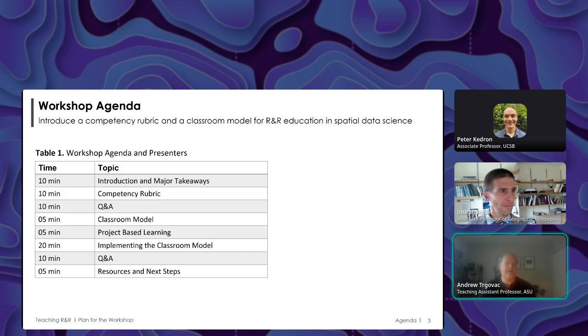And then we'll get into the meat of the entire workshop with the classroom model where we use R&R in the classroom itself, link that to project-based learning, and then go through the implementation of R&R in the classroom using techniques that have been done in various classrooms at multiple universities. Again, more Q&A, and then what are the next steps that are going to be coming up for R&R, and then give you a bunch of resources where you can then take these techniques and put them into your classroom.